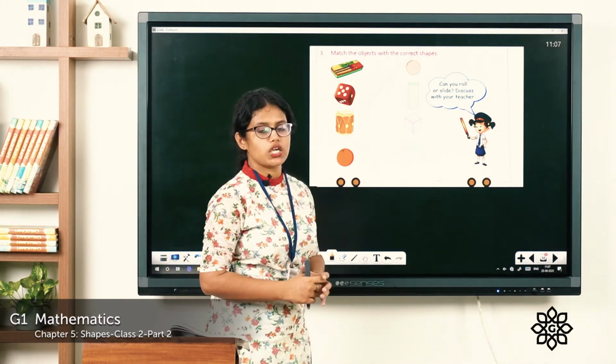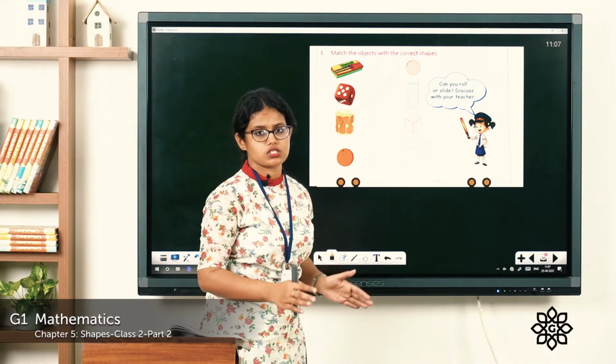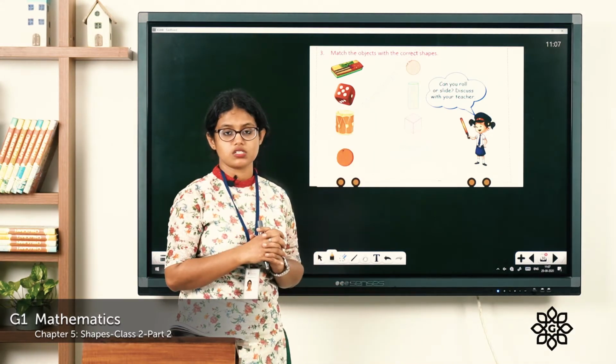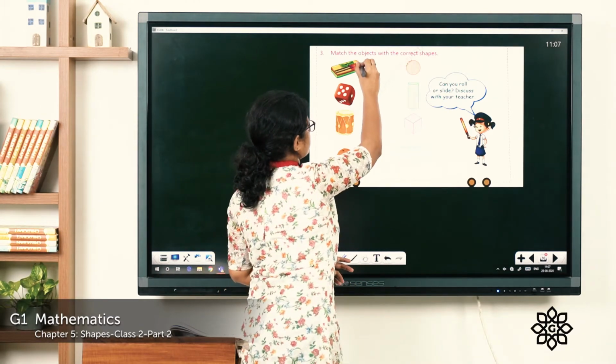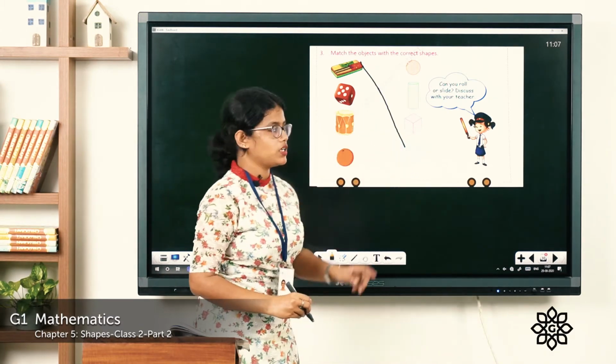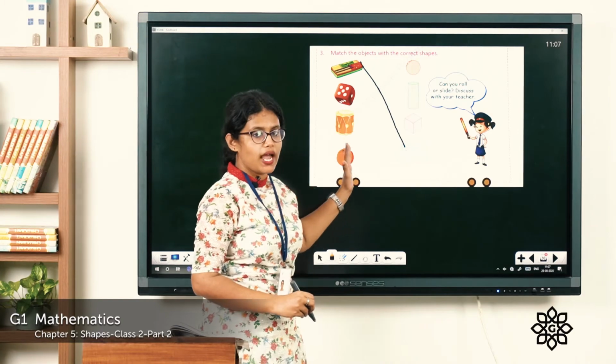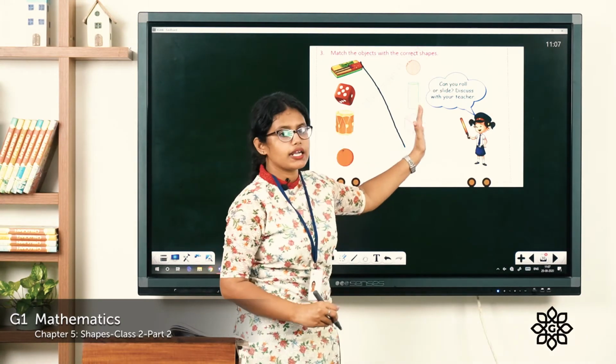Which object is this? This is a box. What is the shape of a box? We learned that it is a cuboid shape. So you have to match it with this shape. So likewise, you have to match the object with its correct shape.